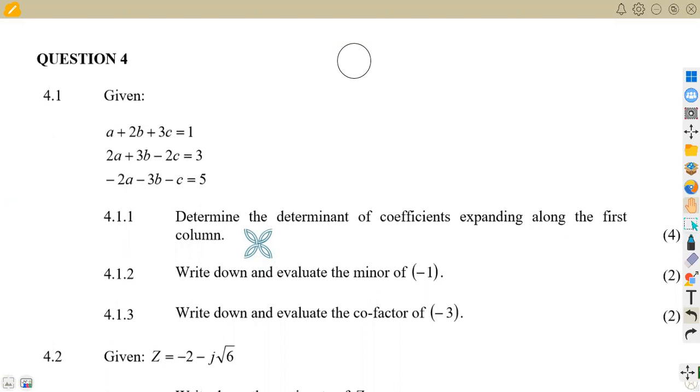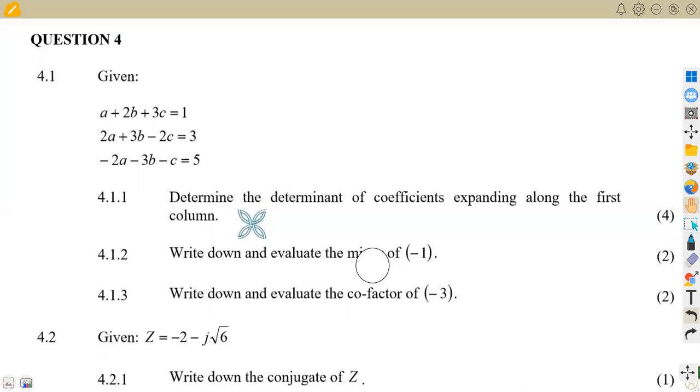On this platform, we've got questions that we're going to work on pertaining to Cramer's rule, the application of determinants, complex numbers, this and that. So that's question number 4 from the August 2021 question paper. For the first part of question 4, we shall quickly rush through the questions that we have.